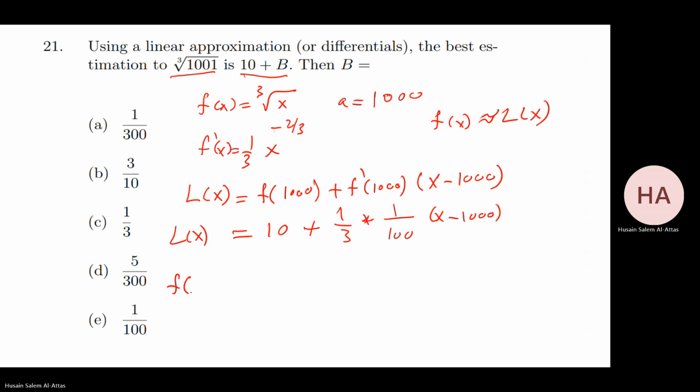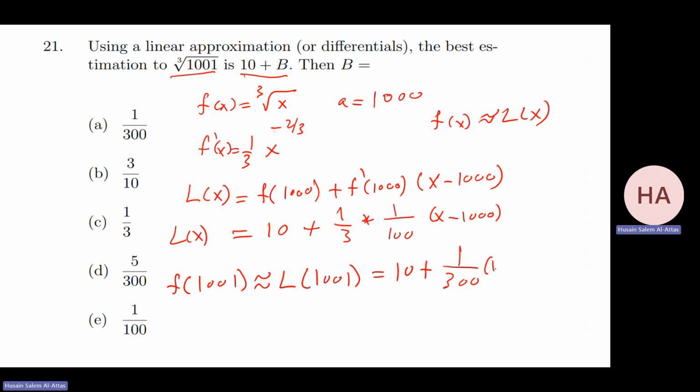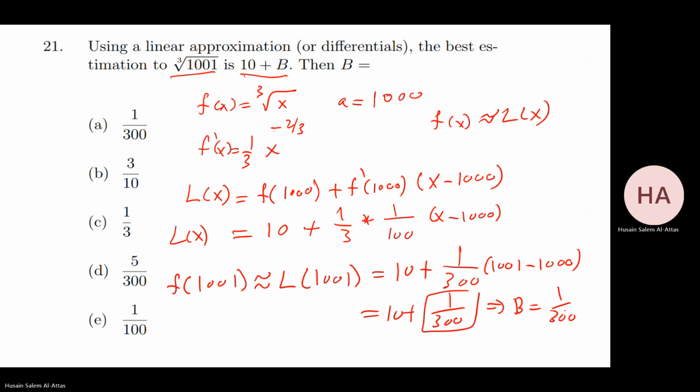So f of 1001 approximated using L of 1001, which is 10 plus 1 over 300. Here I have 1001 minus 1000, which is 1. So I have 10 plus 1 over 300. So my answer b is 1 over 300, which is this.